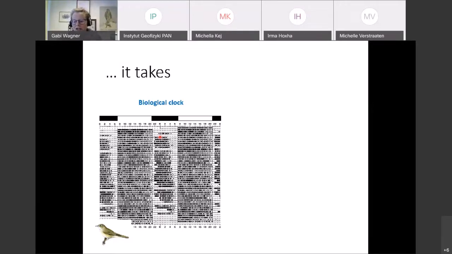So the bird is genetically programmed to fly off at night at a certain time of the year, for a certain duration of the year, and at a specific intensity. So this is what these birds have evolved to do. Moreover, they also have in their genetic makeup the direction in which they should go.